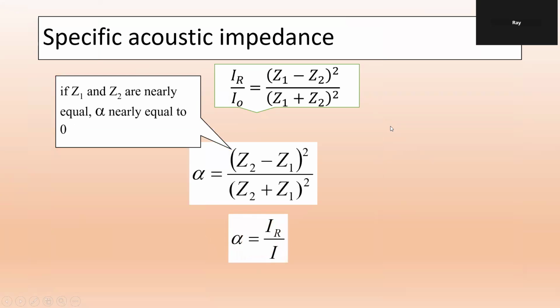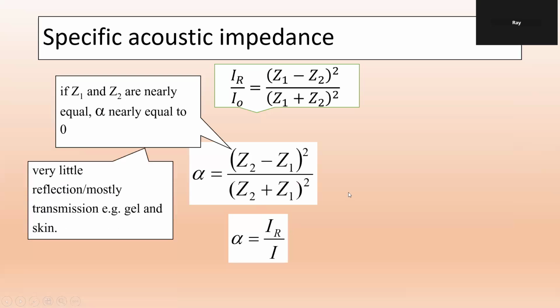If Z1 and Z2 are nearly equal, alpha is nearly equal to zero. When you subtract, it's almost zero. Very little reflection, mostly transmitted. Example, gel and skin. When we send ultrasound into the body, we put a gel which has the same Z as the skin.